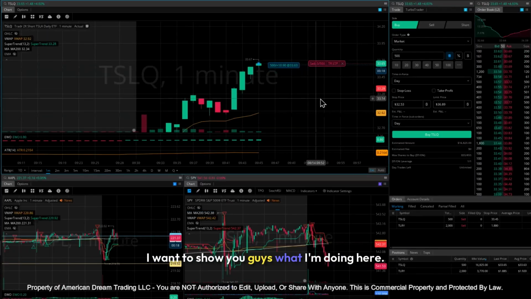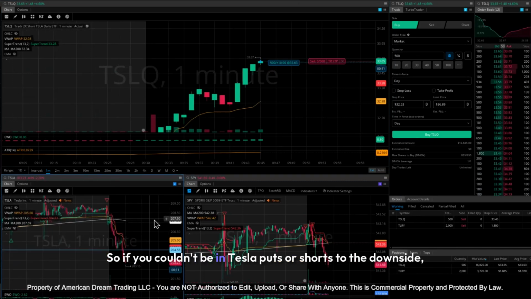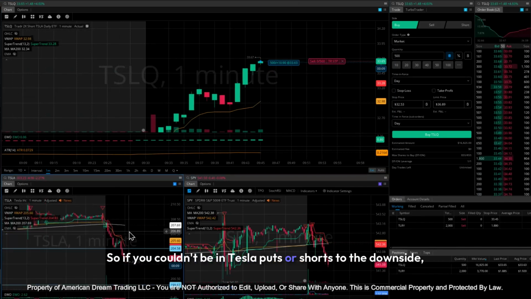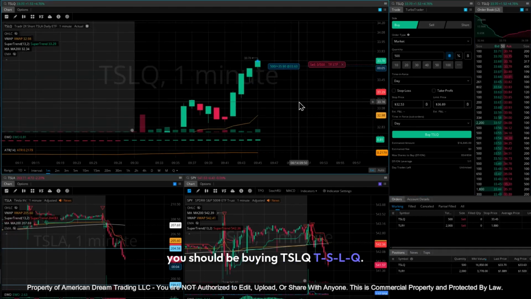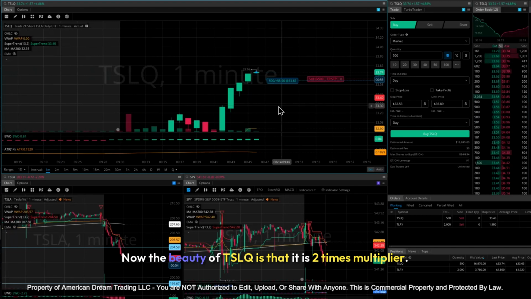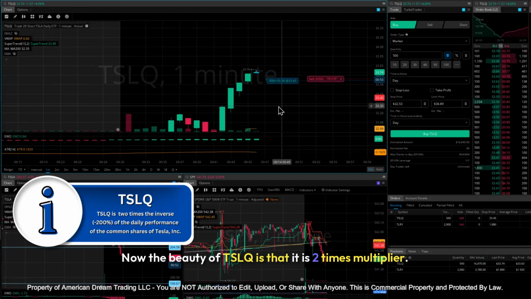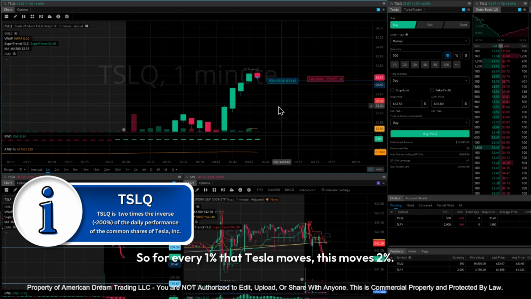I want to show you guys what I'm doing here. Can you guys see my screen with TSLA? So if you couldn't be in Tesla puts or shorts to the downside, you should be buying TSLA, TSLQ. See how I'm doing it right here with these 500 shares? Now, the beauty of TSLA is that it is a 2 times multiplier. So for every 1% that Tesla moves, this moves 2%.